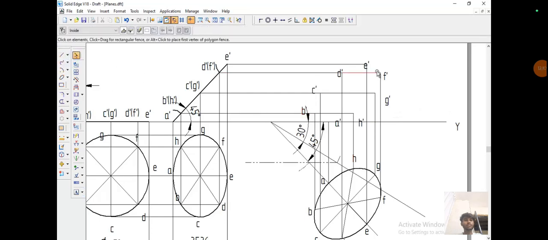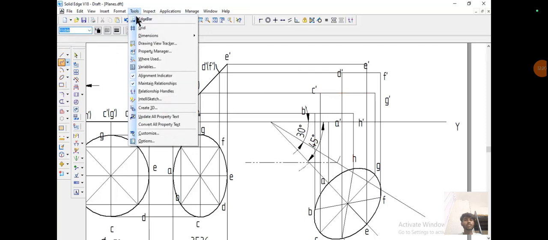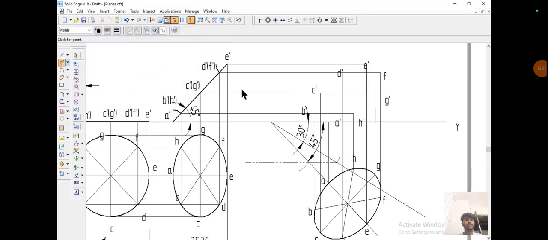Next go to the arc option, and first we have to go to tools and change the settings. Then go to the arc option and click on A and select the points where they are intersecting and join all the points and press right click.